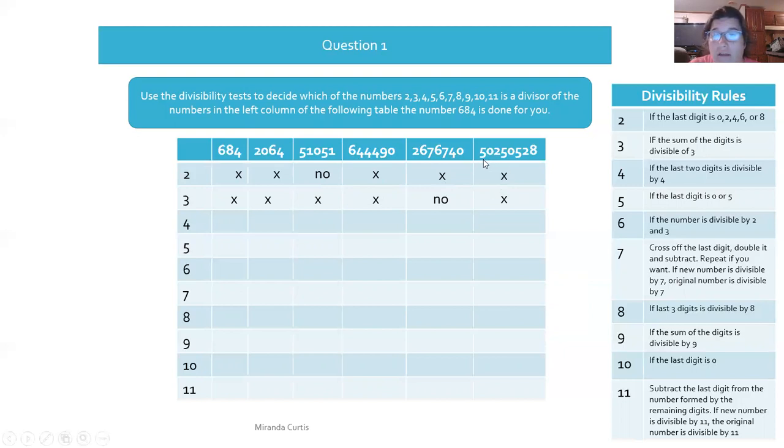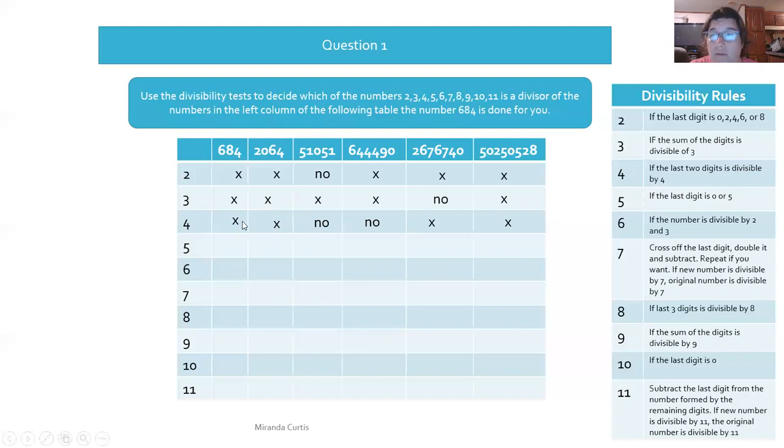Okay, and then we go to our next one, 50250528. It was divisible by 3. When you divide into it, it gave you a whole number. Now we're going to look at 4s. If the last 2 digits are divisible by 4, then it's divisible. That's our divisibility rule for 4. So our last number, 684, the last two digits are 84.